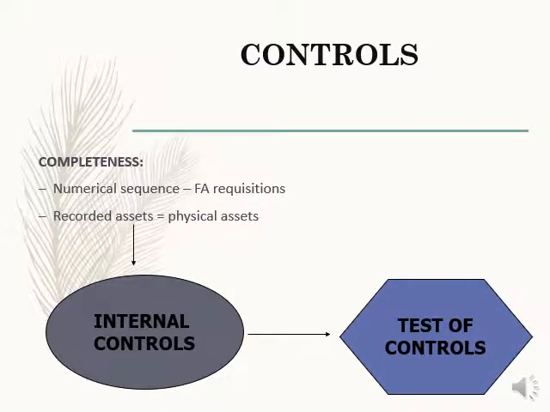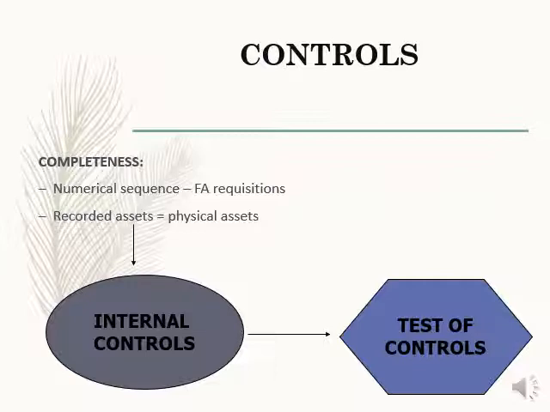For completeness, we've already said the fixed asset requisition forms need to be sequentially numbered, and we can then do a sequence check on that to determine whether there are any duplicates or any missing numbers. Okay, remember we said for the validity objective and the occurrence assertion, we're going to start from the records and trace it to the source.